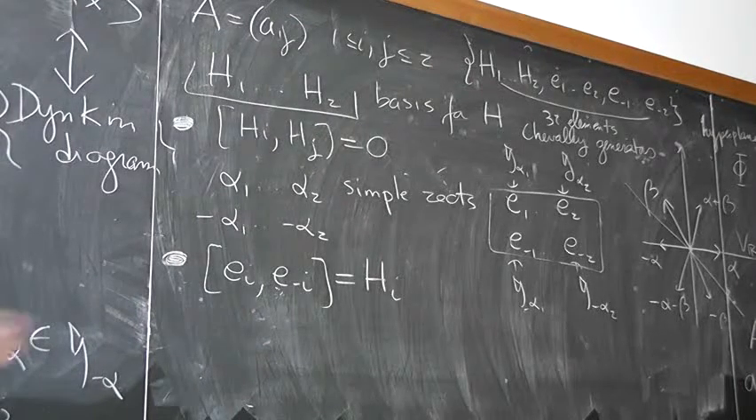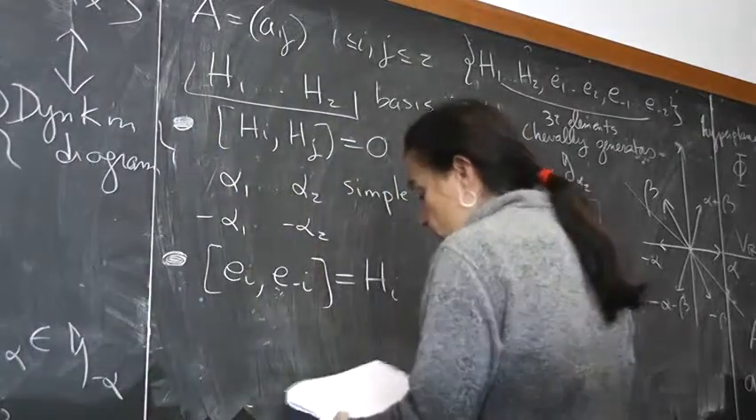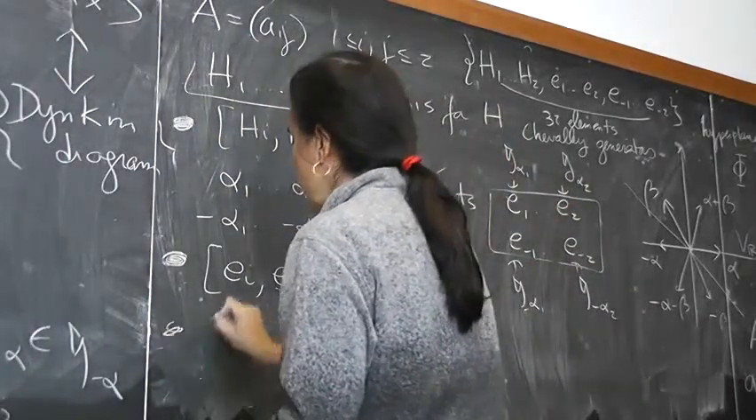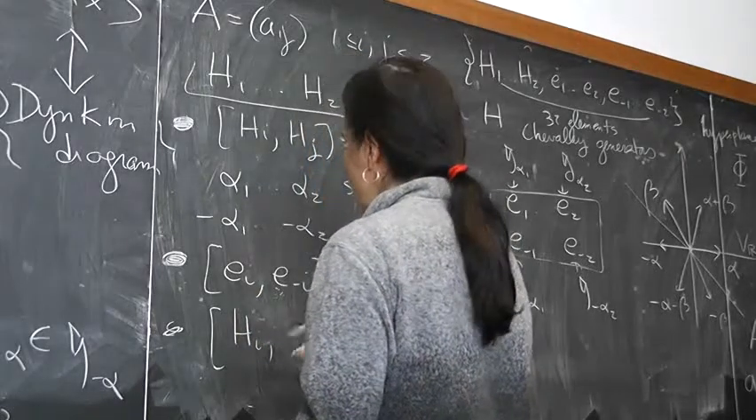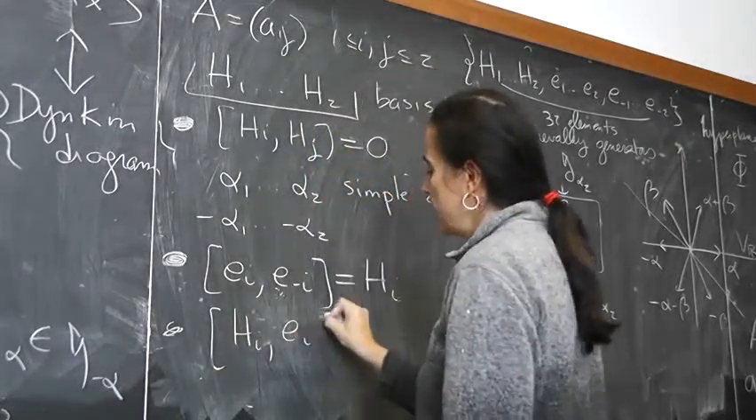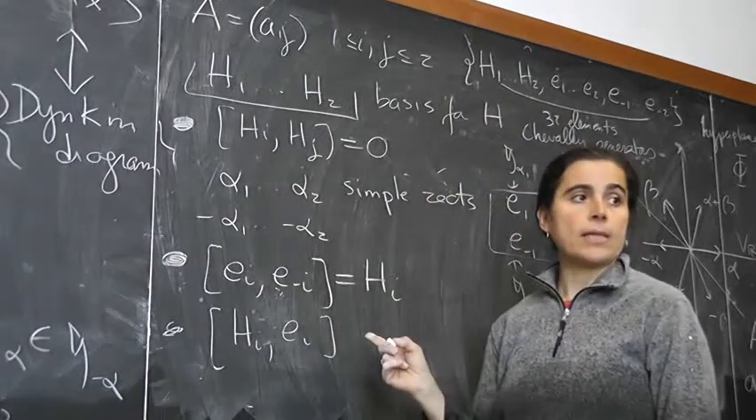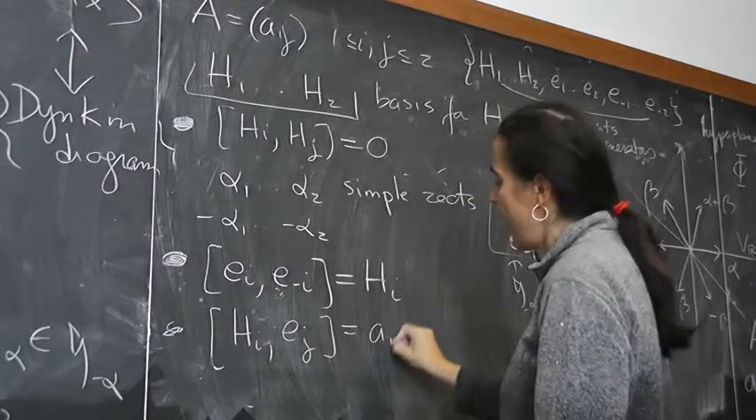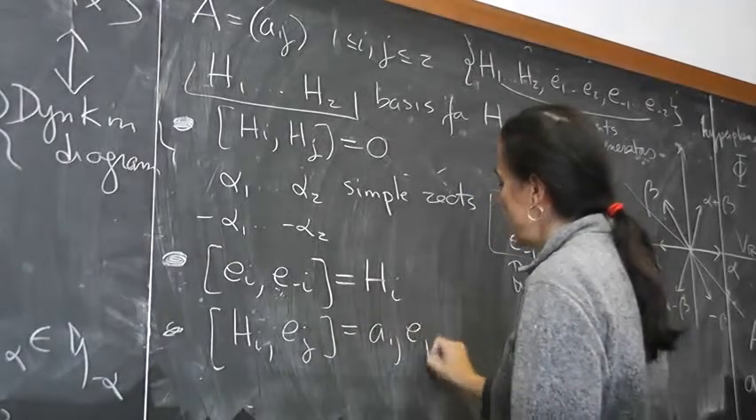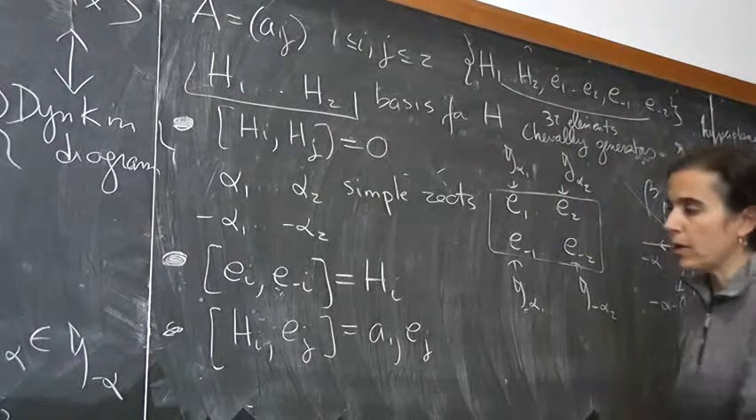Now we have this, and then we have a condition. Of course we have to impose the condition that when you do [H_i, E_i], this will be 2 times E_i. Now it is a bit more general. You can show this is a_ij, your Cartan, E_j.